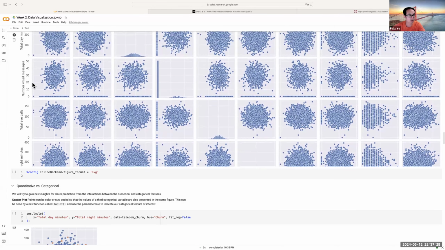There's one more here, which is number of voice mail messages. You can see it has a bunch of zeros here. That could be another one that we can look at as well. All right.